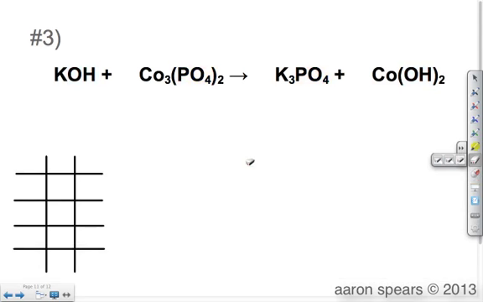And so you're probably scratching your head and being like, what the heck is he talking about? So let me go through and balance this chemical equation and show you what I mean.